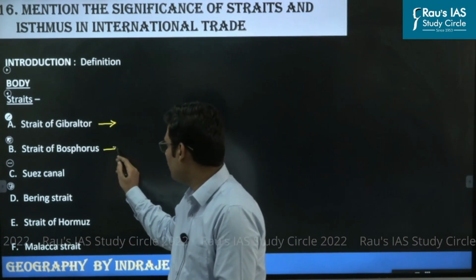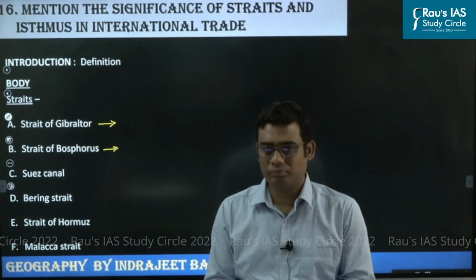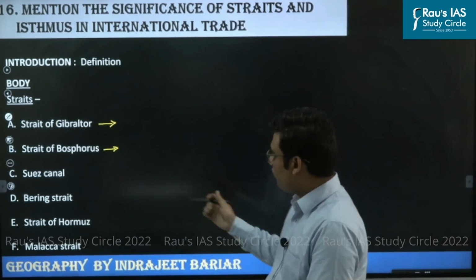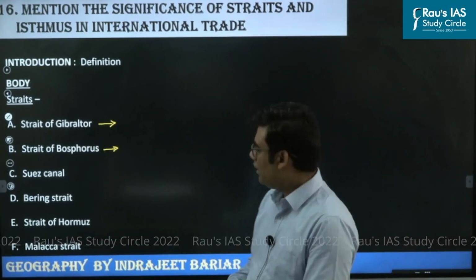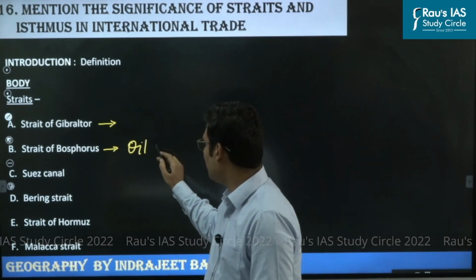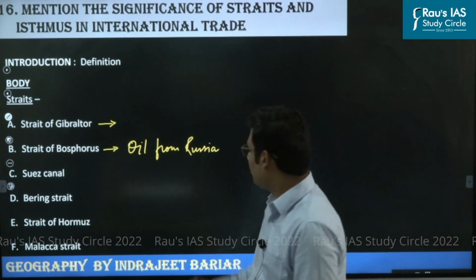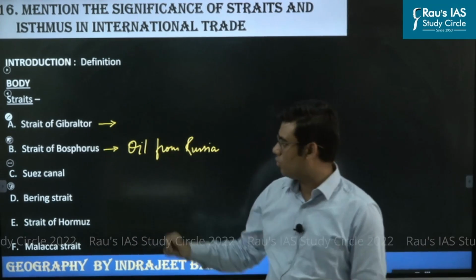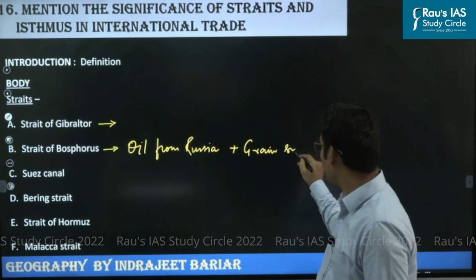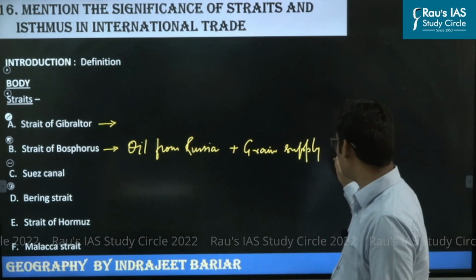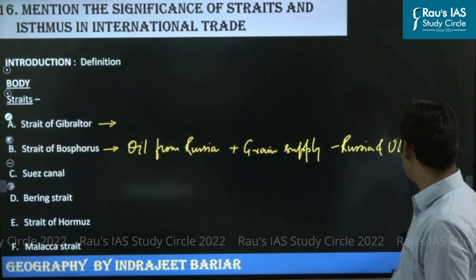Next comes the Strait of Bosphorus. The Strait of Bosphorus connects the Black Sea with the Mediterranean Sea. And this is a very, very important trade route. Major oil supply from Russia towards Africa in this direction takes place through the Strait of Bosphorus. Apart from that, food grain supply both from Russia and Ukraine takes place through this route.